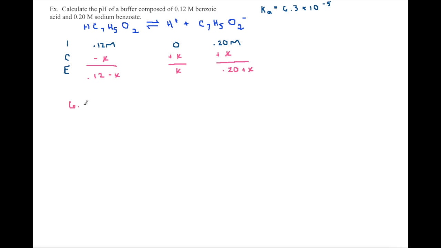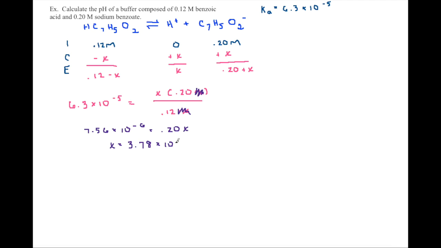So my Ka, which is 6.3 times 10 to the negative fifth, equals X, my concentration of hydrogen ions, times 0.20 plus X, divided by the concentration of my benzoic acid, which is 0.12 minus X. Again, remember, I'm assuming that this change in X and this change in X are not significant, and therefore when I solve this, I end up with 7.56 times 10 to the negative 6 once I cross-multiply 0.12 by 6.3 times 10 to the negative fifth. I'm going to set that equal to 0.20 times X. Therefore, when I solve for X, I get 3.78 times 10 to the negative fifth molar.